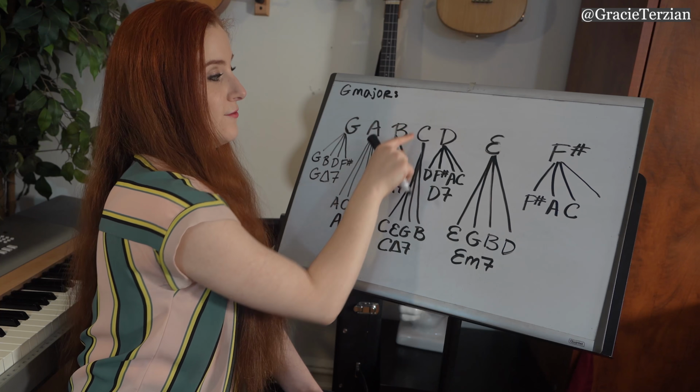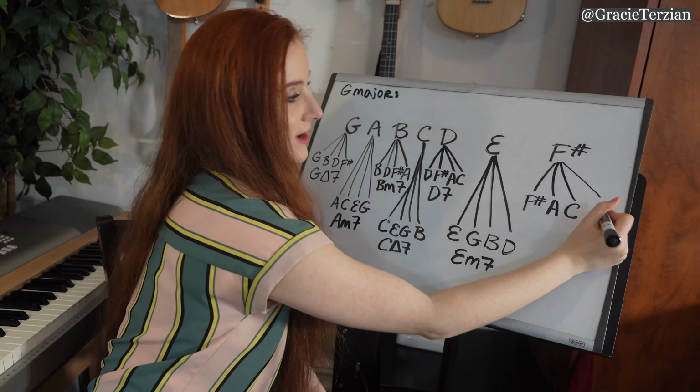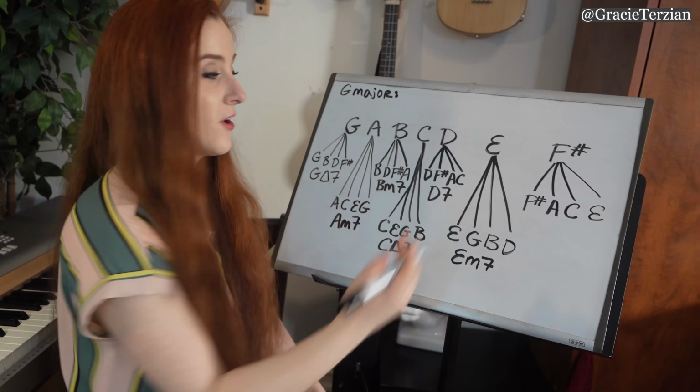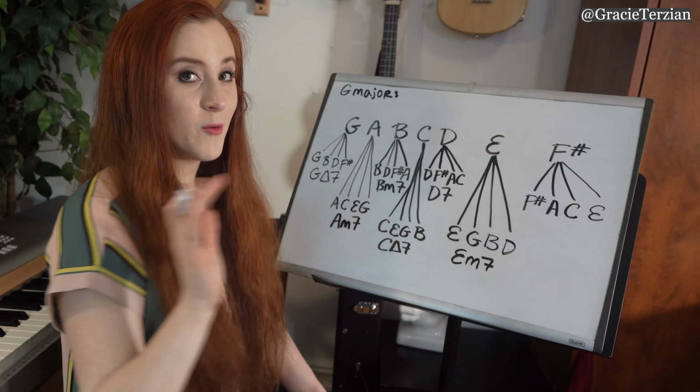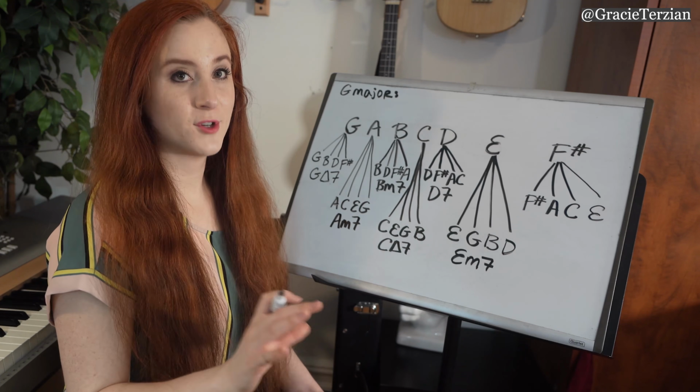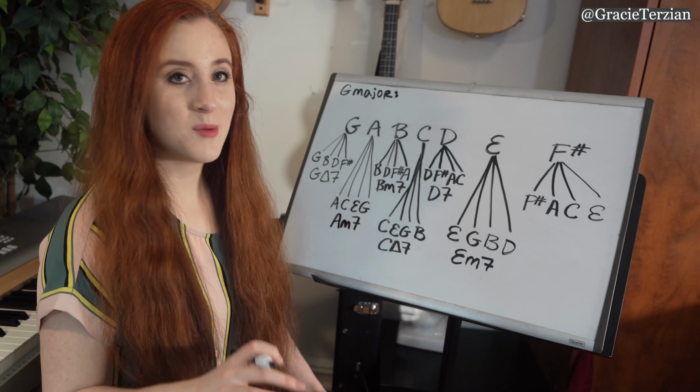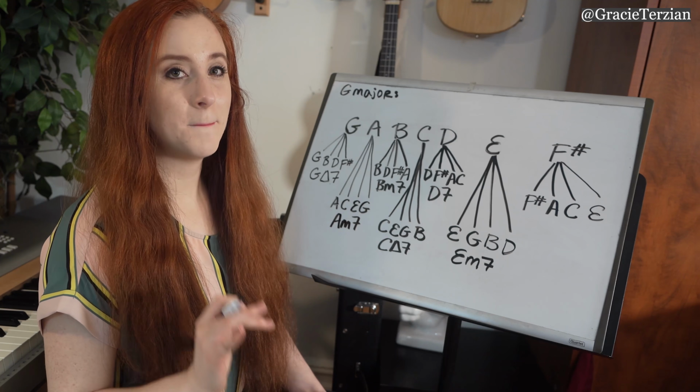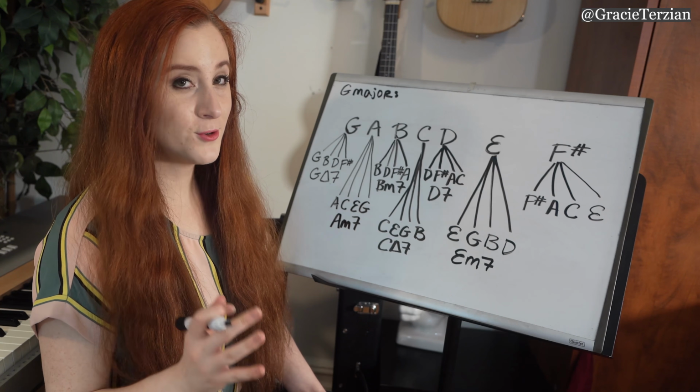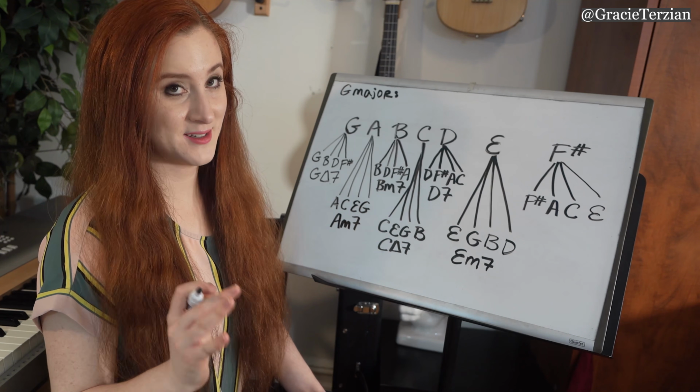After C, we have E, right? So the notes are F sharp, A, C, and E. And when I play these four notes together, F sharp, A, C, and E, the chord I am playing is called an F sharp minor 7 flat 5, also known as F sharp half diminished 7.